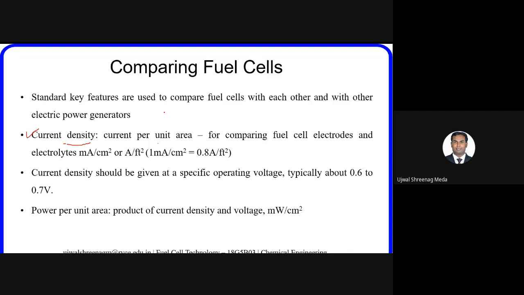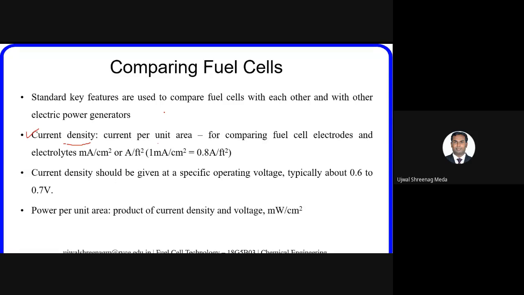So current density means current per unit area, and what are the units? Milliamperes per centimeter square or ampere per feet square. Whenever we talk about current density, there is an associated voltage. So it is very important to specify the voltage at which the fuel cell is operating while talking about the current density. Usually that is about 0.6 to 0.7 volts, and this may vary depending upon the type of fuel cell.